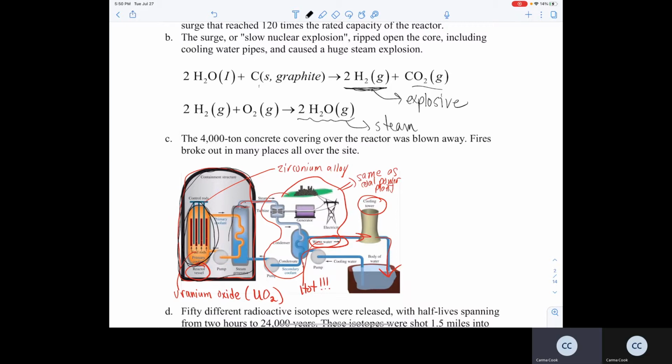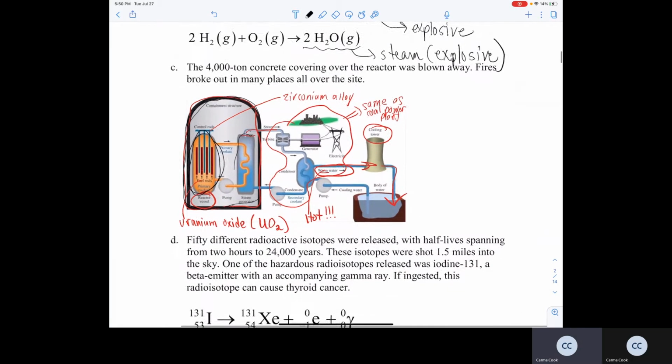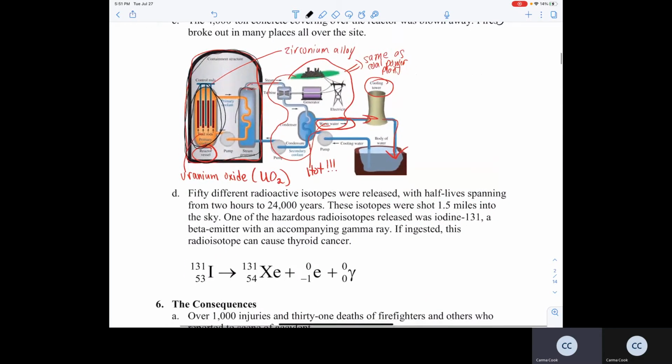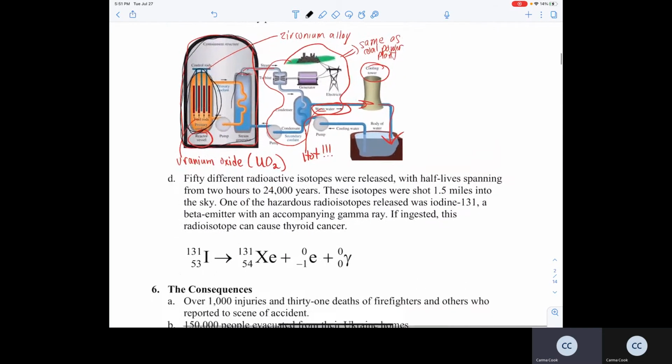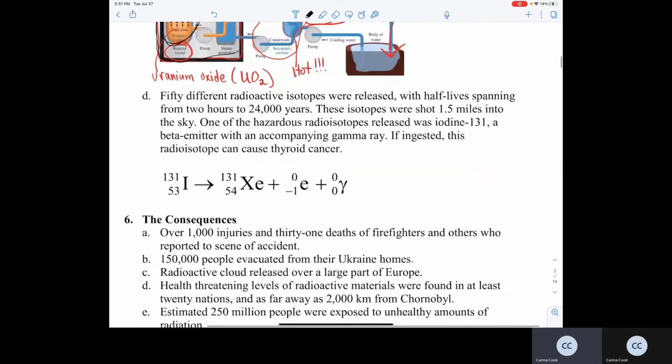And therefore you had another explosive element, that's steam. And so that containment structure was made of concrete. It blew open, and the steam generator blew open, the reactor itself blew open. And so 50 different radioactive isotopes that were in that nuclear reactor were released into the atmosphere.